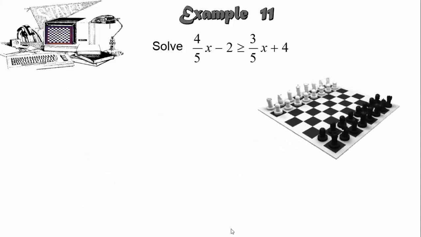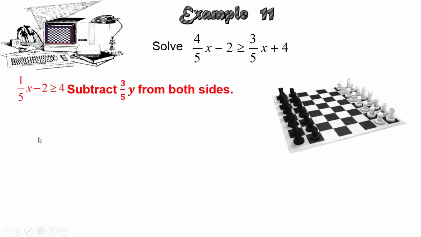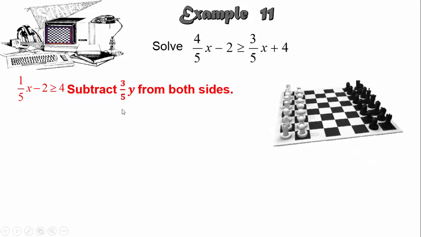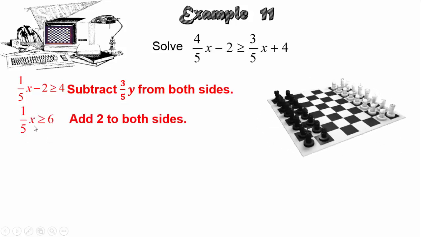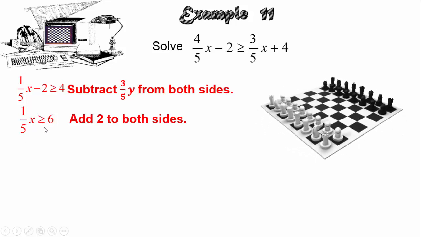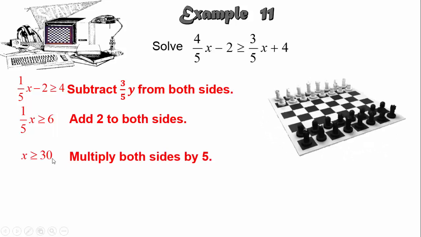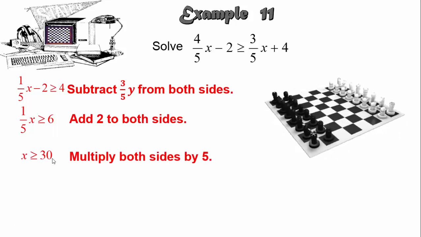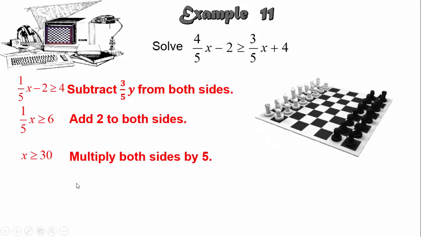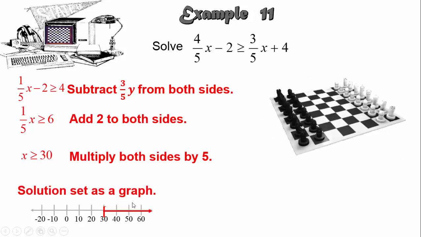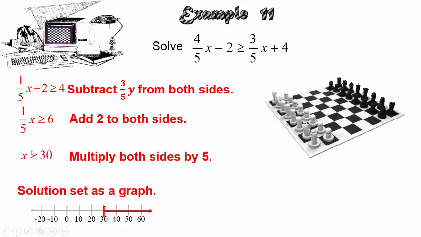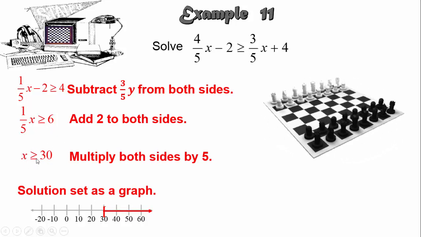Reviewing what we just did on the whiteboard, we found that if we subtract 3 over 5y from both sides, we get 1 over 5x is greater than or equal to 6. We add 2 to both sides, and we get x is greater than or equal to 30 by multiplying both sides by 5.